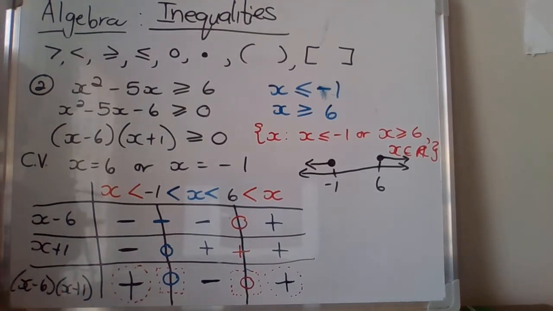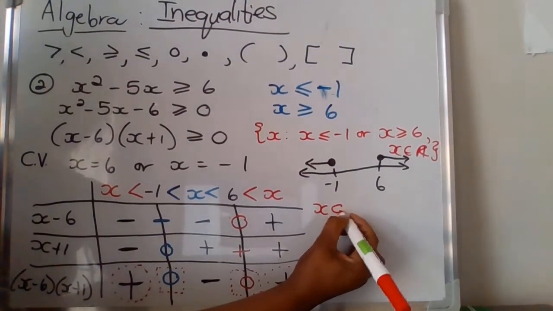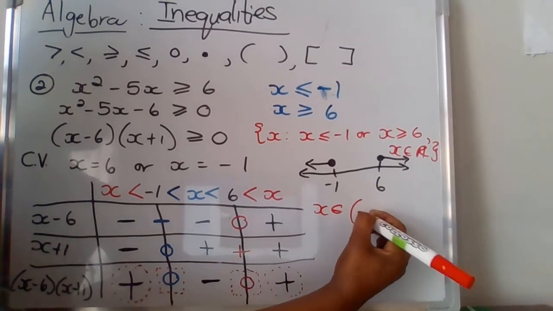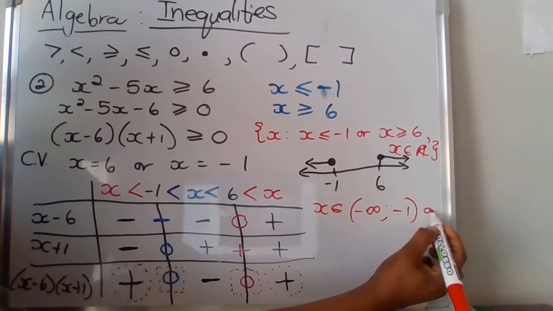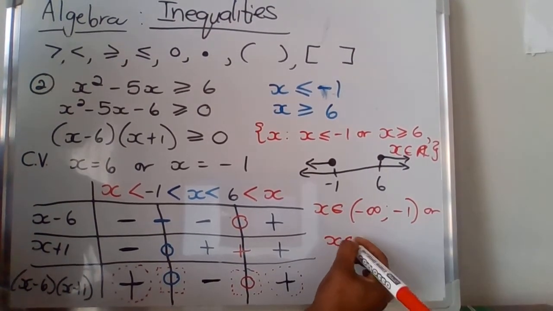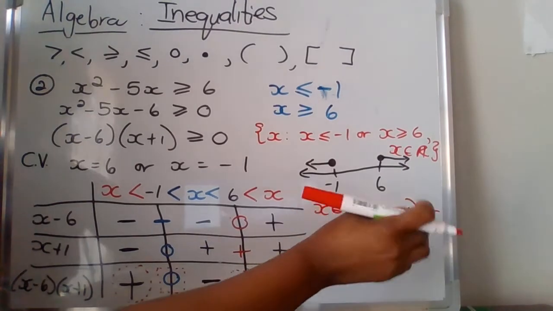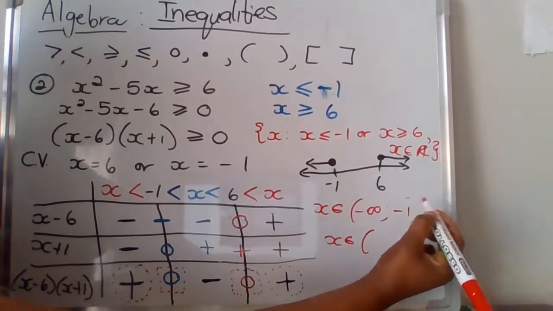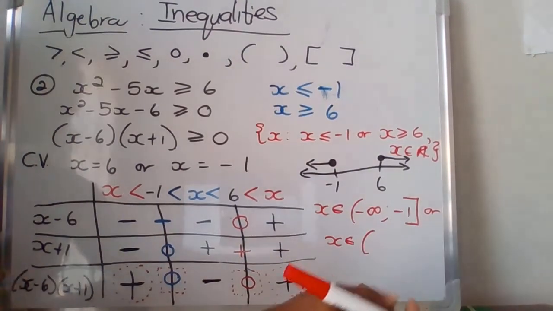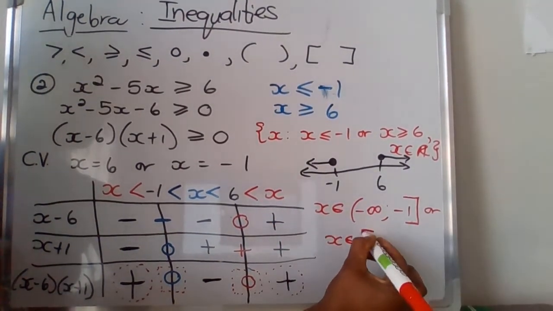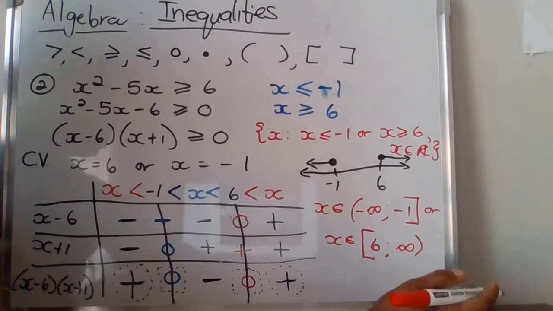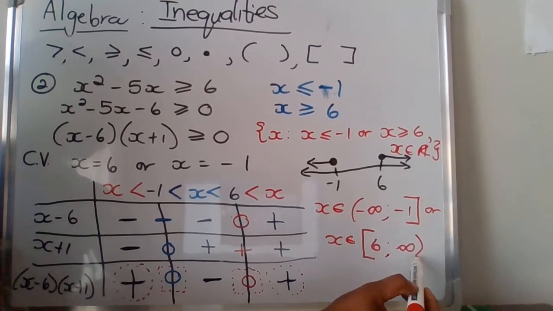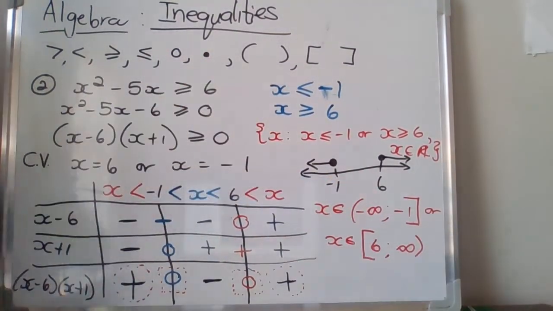And then with interval notation, I would write it as x is an element of from negative infinity all the way up to -1, including -1, or x is an element of from 6, it's equal to 6, all the way up to positive infinity. Infinity is always an open bracket, even negative infinity is always an open bracket.